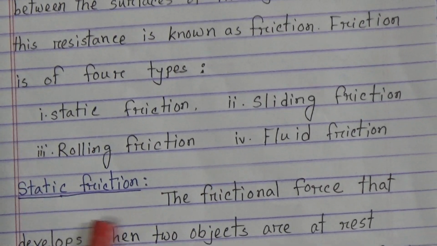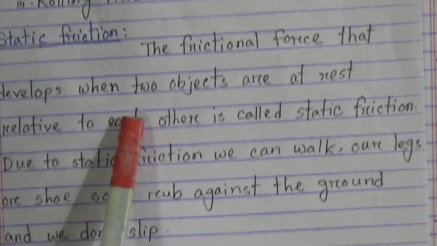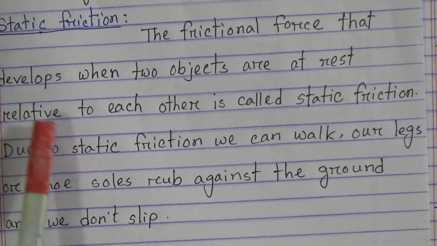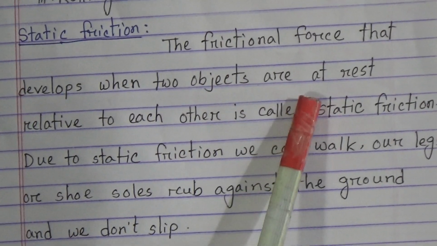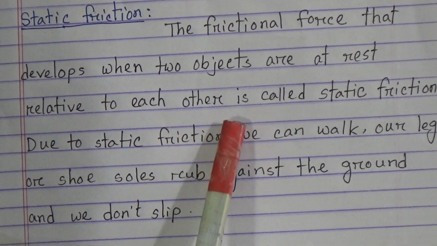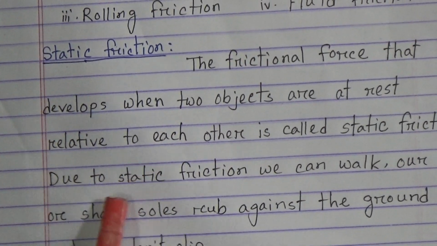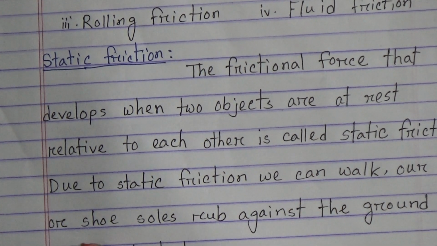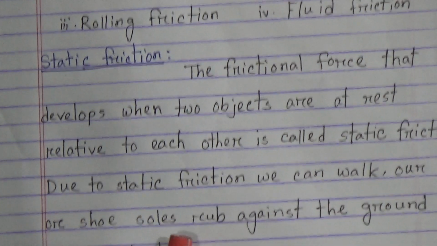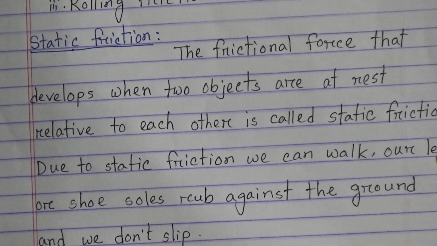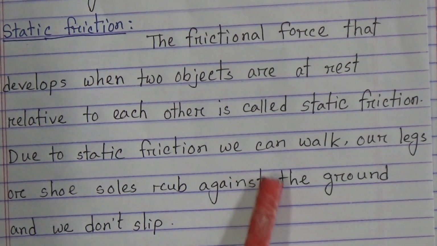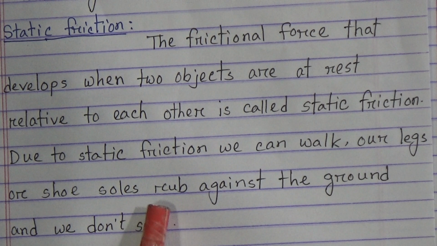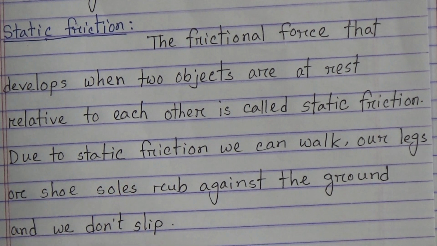At first, static friction: the frictional force that develops when two objects are at rest relative to each other is called static friction. Due to static friction, we can walk, our legs or soles rub against the ground and we don't slip. This is an example of static friction.